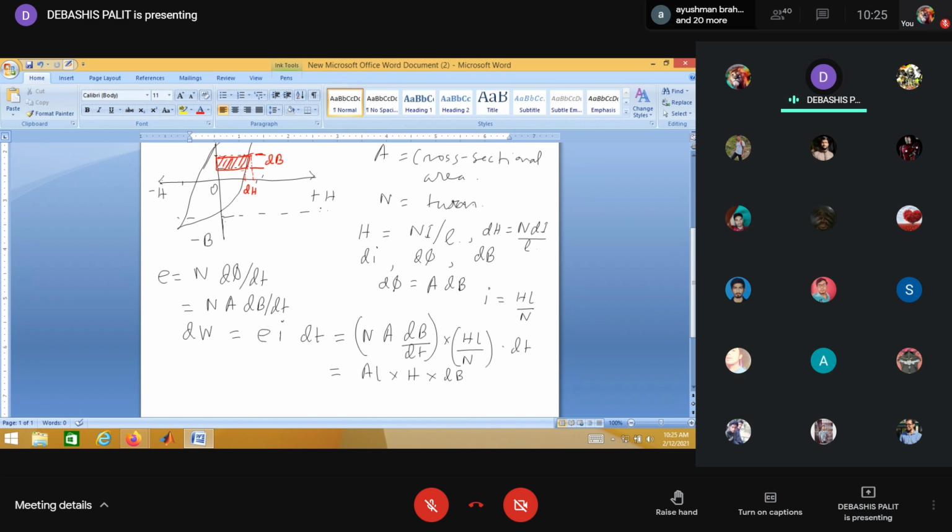Actually, H into dB, if you consider the total area of the shaded area, so if you consider this from the initial point to this point, this total portion will come as the increment dB. So if you consider from the initial point to this point, then dH will be this portion. So this dH into dB is the total area.